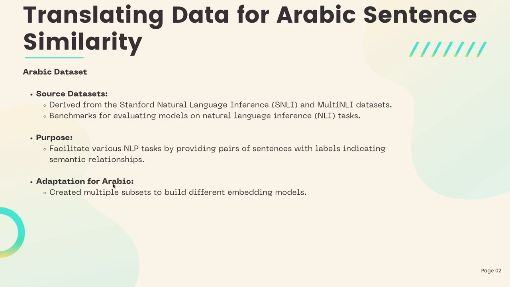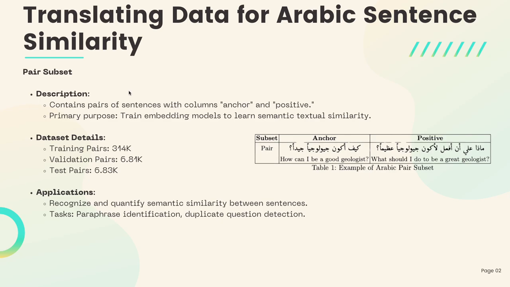and we use them for semantic relationships. For Arabic, we translated the datasets, and we focused on four different subsets. The first is the pair subset, which contains the anchor and the positive, as you can see in this example, and we translated 300k training pairs along with validation and test. The pair subset is used to recognize and quantify semantic similarity between sentences, and we can do duplicate question detection or paraphrase identification.